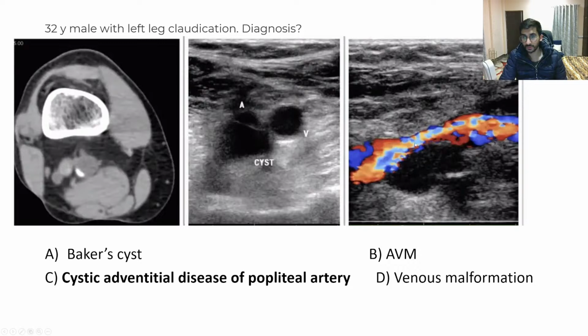Also in the ultrasound image, you see there is narrowing of this artery here. The artery's caliber is good proximal to it and good distal to it. But at the site of the adventitial cyst, there is some narrowing. It can cause claudication. This patient had claudication.